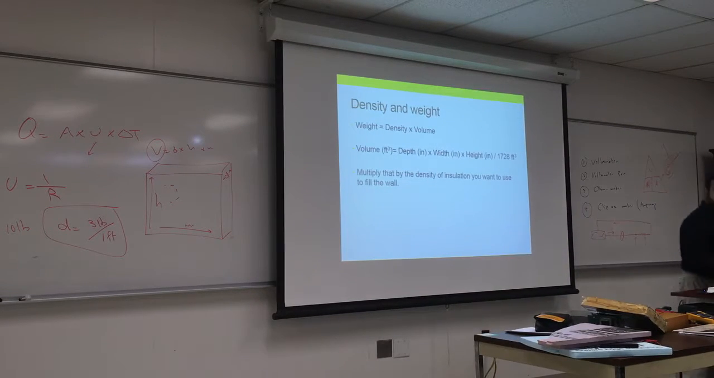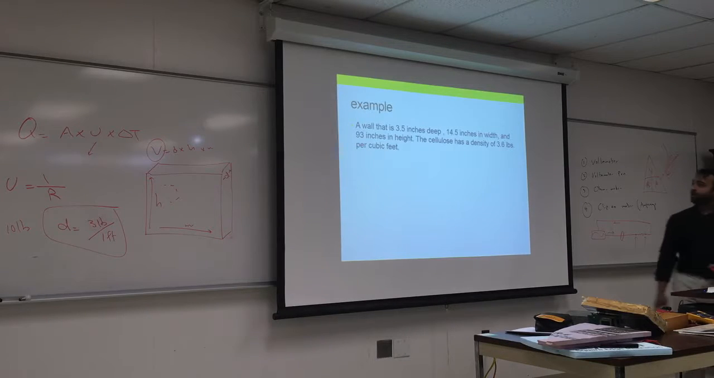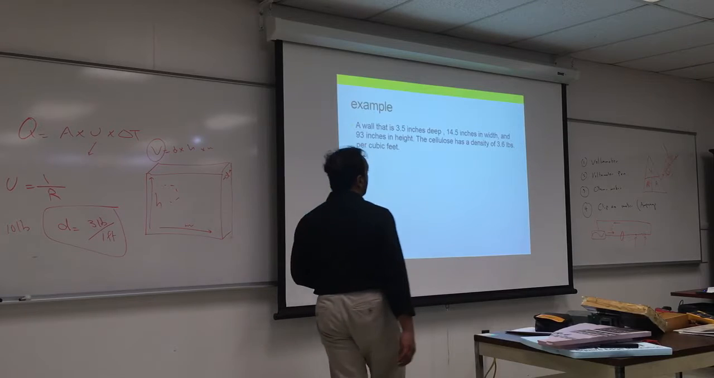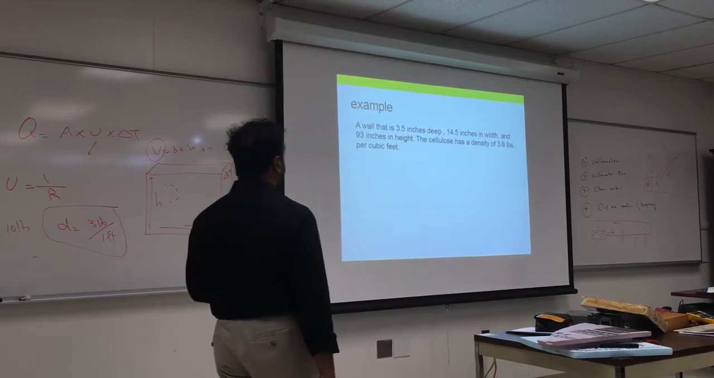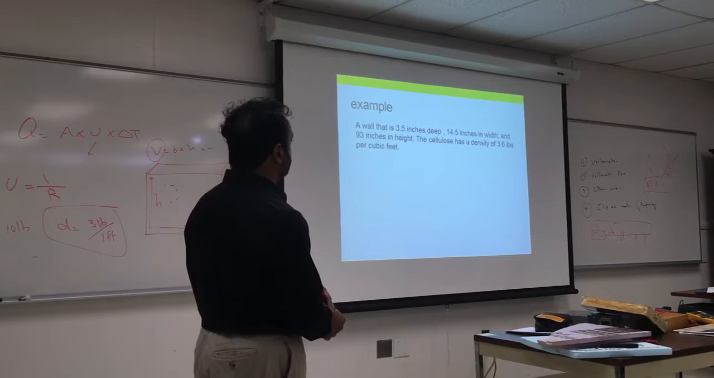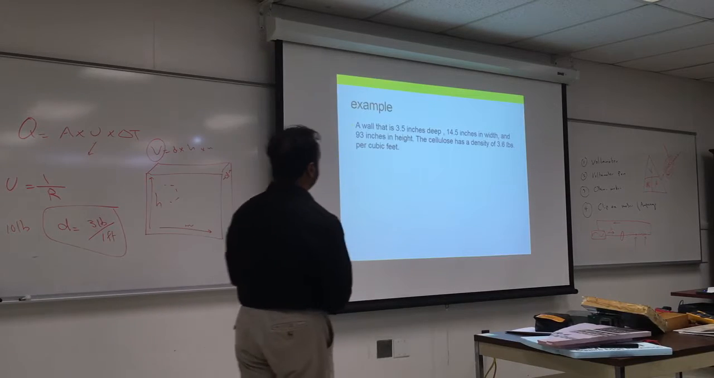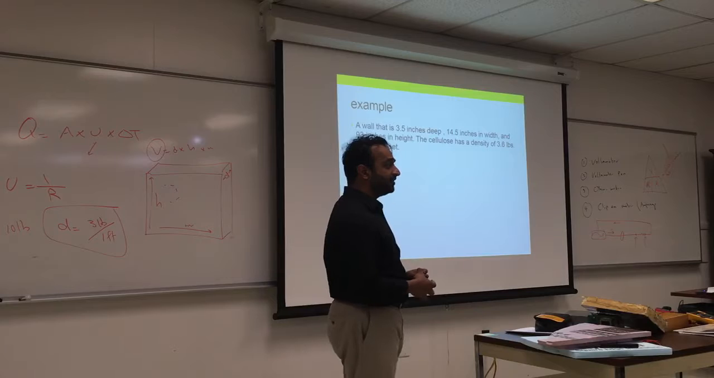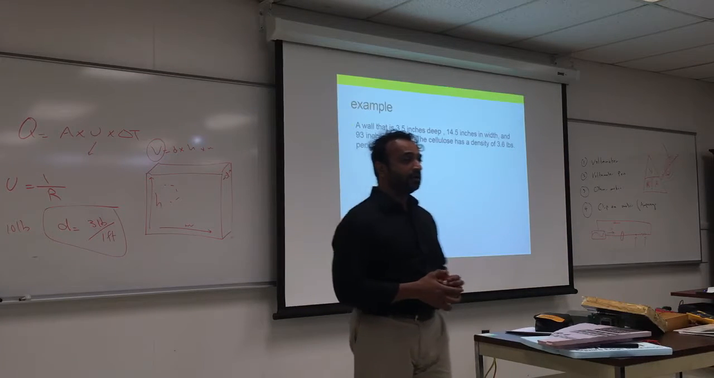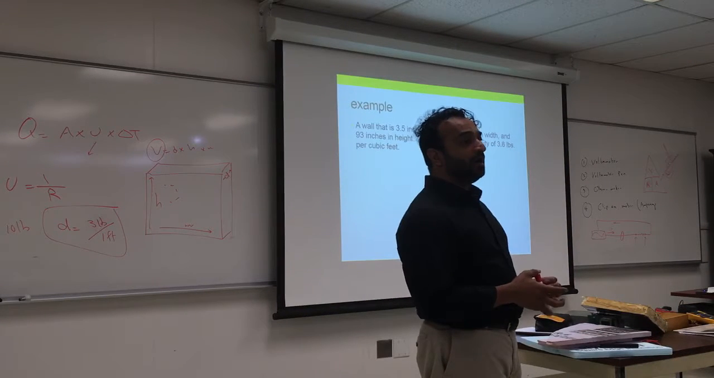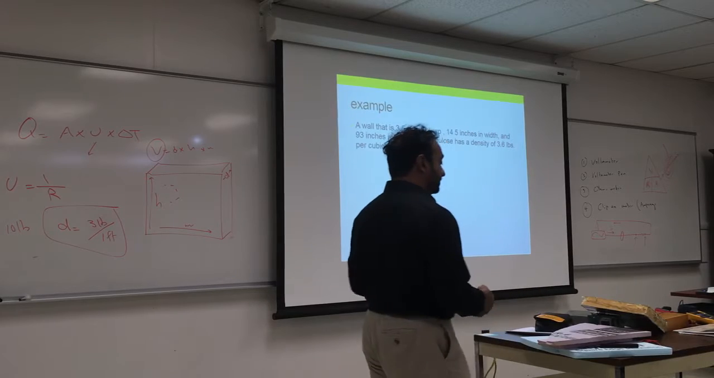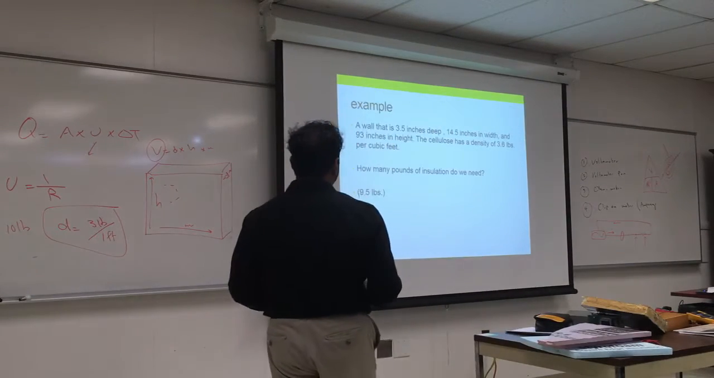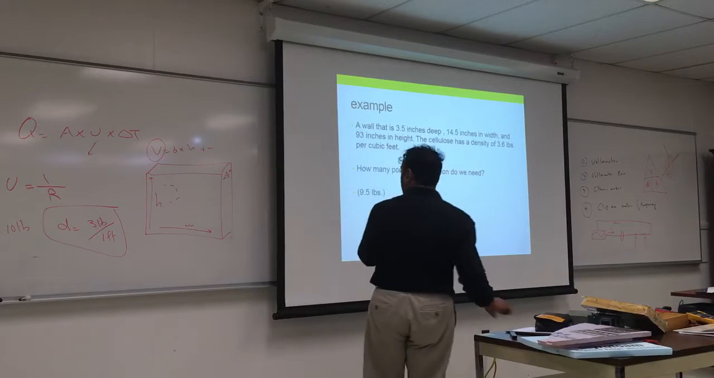So this is density and weight. For example, we have a wall 3.5 inches deep, 14.5 inches in width, and 93 inches in height. The cellulose density is 3.6 pounds per cubic foot. How much do I have to buy to fill in that cavity? That's why we need to know the weight. And that's why you have to double-check that somebody doing insulation knows what they're doing. So I'll work on this example.